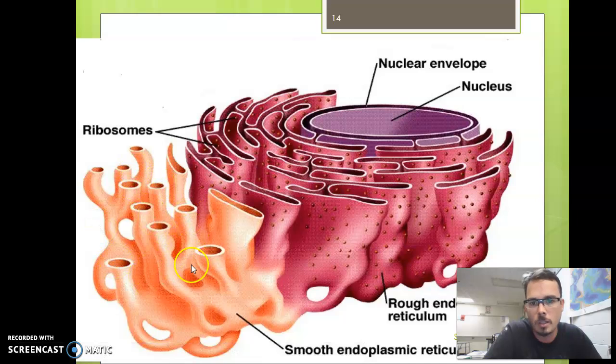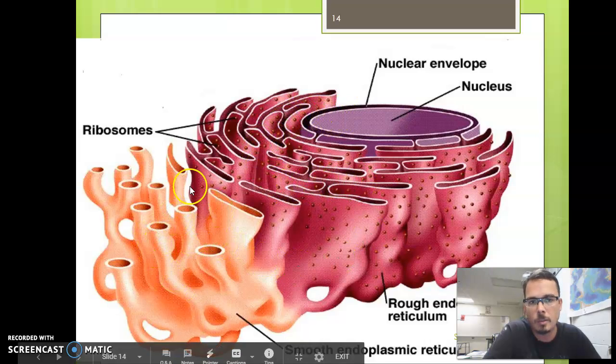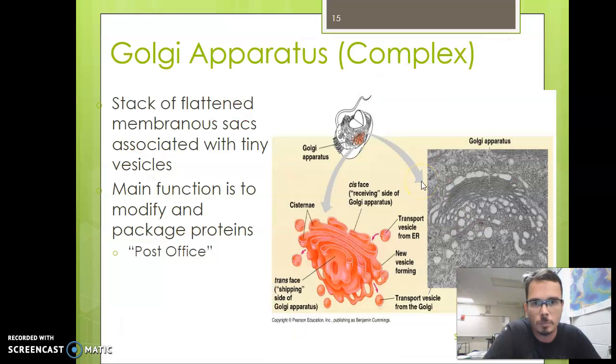This is what the rough ER would look like under a microscope, and then this is a smooth endoplasmic reticulum here. It wraps around the nucleus, so you have the nucleus directing proteins to be made, and then they're going to be sent to other places.